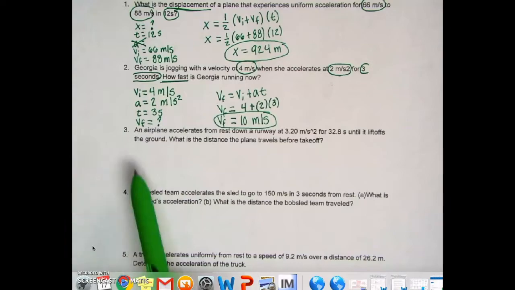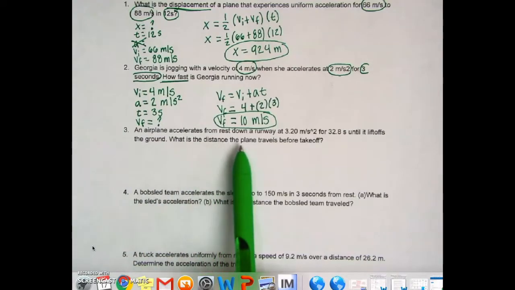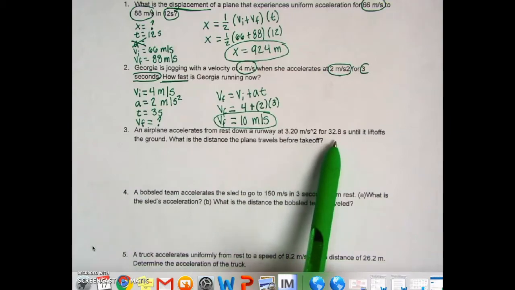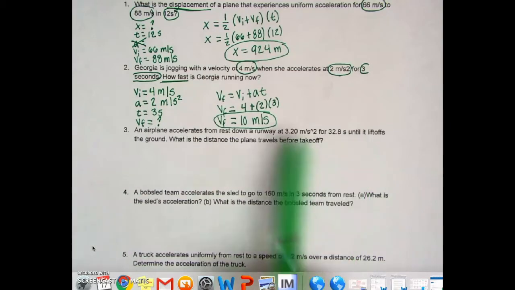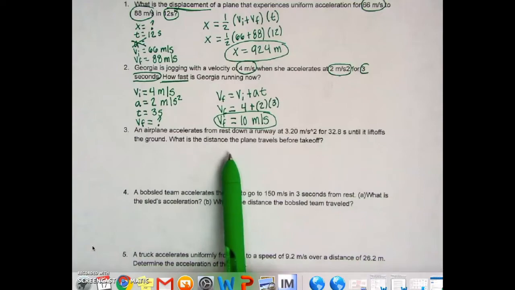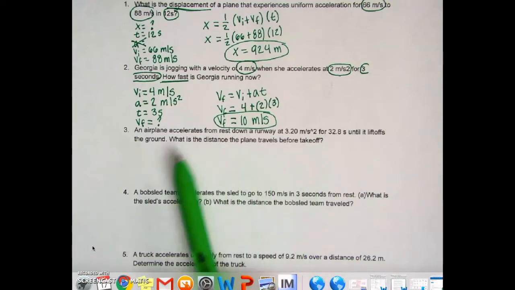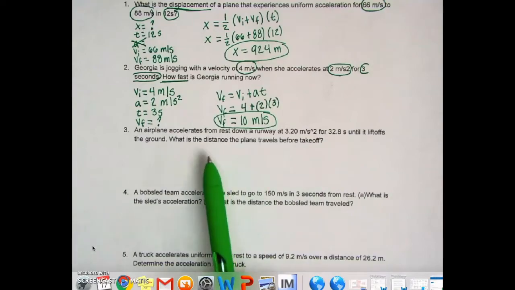So let's take a look at number 3. Number 3 states, an airplane accelerates from rest down a runway at 3.2 meters per second squared for 32.8 seconds until it lifts off the ground. What is the distance the plane travels before takeoff? I don't want you to get hung up on the word distance, because in these equations, if it asks for distance or displacement, they mean the same thing.